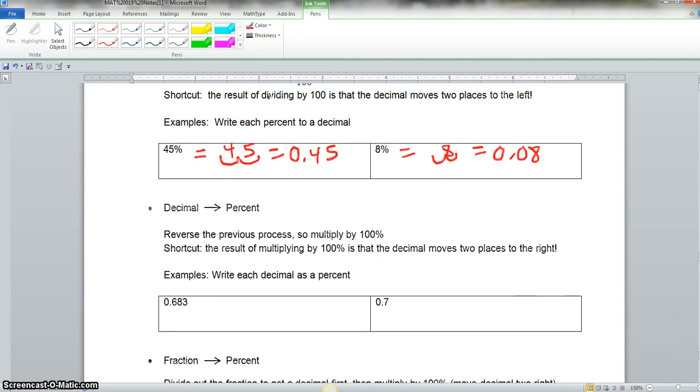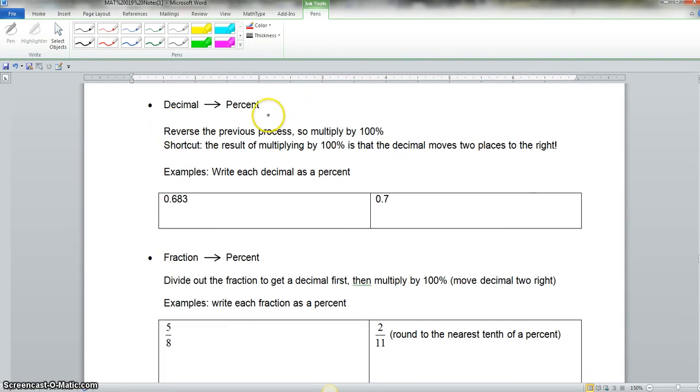Now, we scroll down here to decimal to a percent. It says reverse the previous process, so multiply by 100%. Shortcut, the result of multiplying by 100% is that the decimal moves 2 places to the right. Examples, write each decimal as a percent.